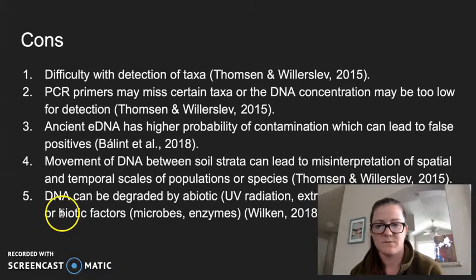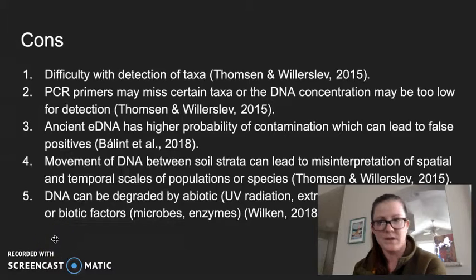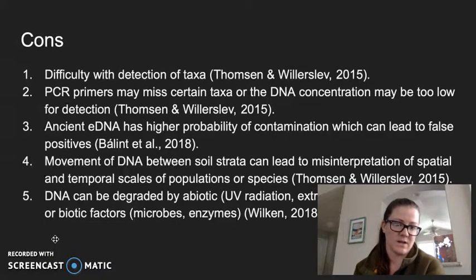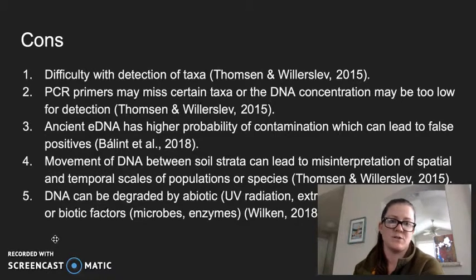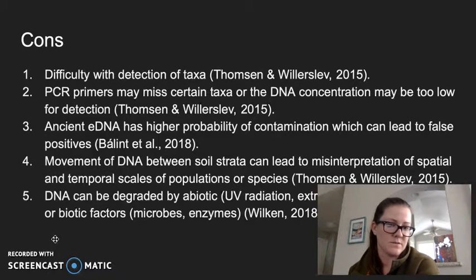Okay, and my list of cons is much shorter, which is good. So the first con, difficulty with detection of taxa. Sometimes you might not get a good enough sample of DNA to actually identify what species you have, or you don't have the markers on the DNA that help you identify that. PCR primers may miss certain taxa or DNA concentration may be too low for detection. So that might give a false positive or a false negative read on those.